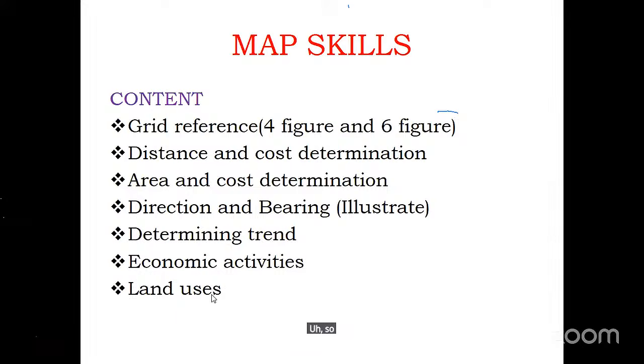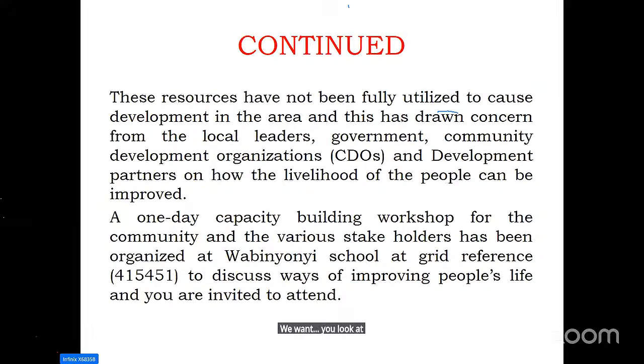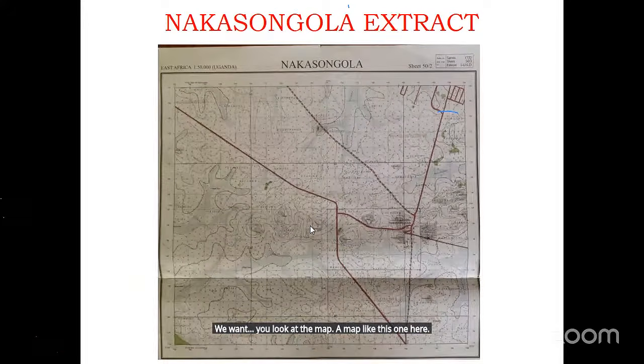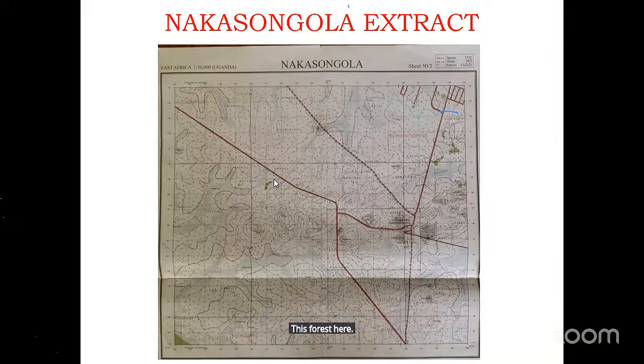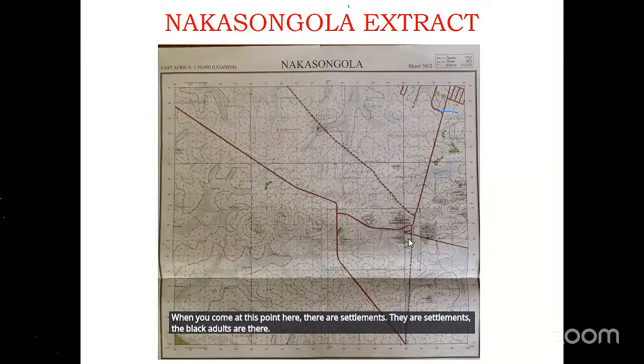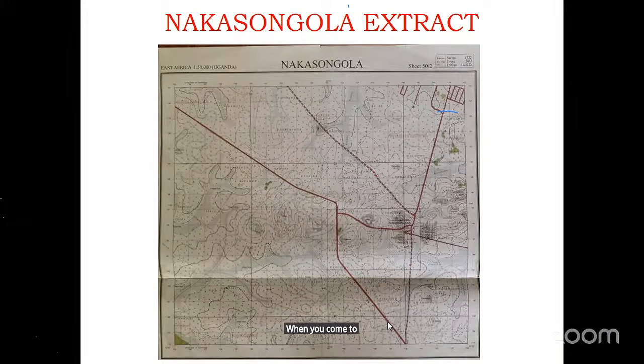And so what do we look for when it comes to land uses? You look at the map, a map like this one here, and you are going to say there is forestry. On this map, there is forestry, but there is no lumbering. There is forestry because of this forest here in the west of Katambwa. Is there any other land use? Yes. When you come at this point here, there are settlements. The black dots are there. When you come to this map, we can see this is a road. This is also a road. What is the land use here?